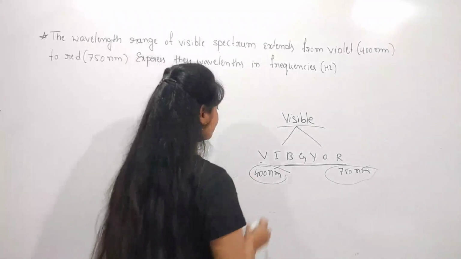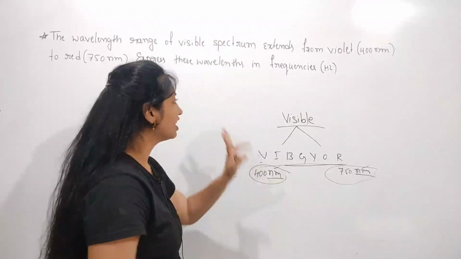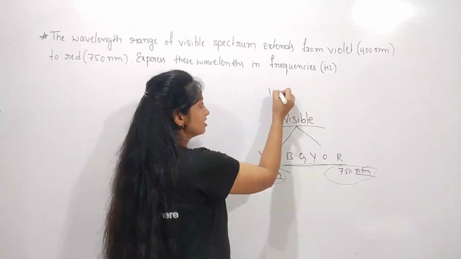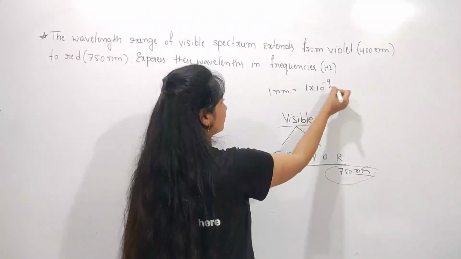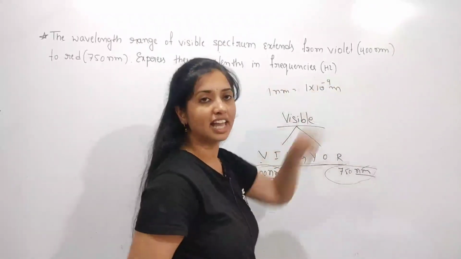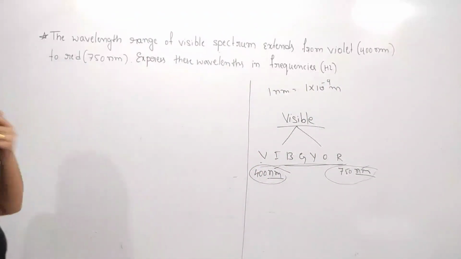So see here, I use the term nanometer. So what is the meaning of nanometer here? 1 nanometer means 1 into 10 raised to minus 9 meter. 10 raised to minus 9 meter. Next we are moving with our problem. So come here.